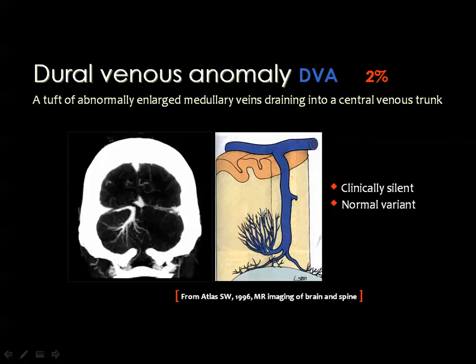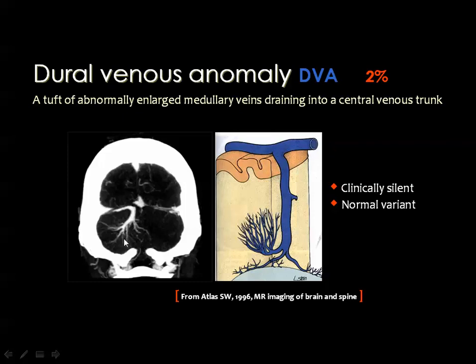Then we came to the developmental venous anomaly, which is known as DVA, and the incidence of this lesion is about 2%. Actually, this is not a lesion, and it is considered by all as a normal variant. And you see this is a tuft of small vessels drained by an enlarged medullary vein. On the CT or MRI, you can see the draining vein and the tuft of the small veins.